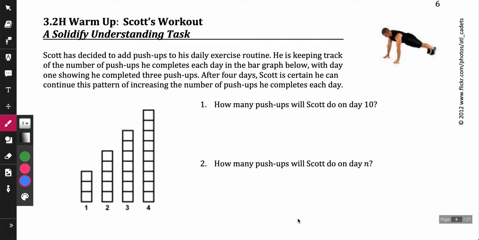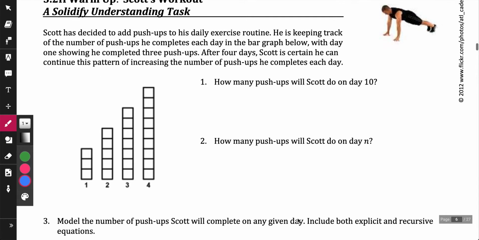So as a reminder, in the previous lesson, when we were adding the same number each time, that was an arithmetic sequence. When we are multiplying the previous term, that is going to be a geometric sequence. So let's go ahead and look at this.